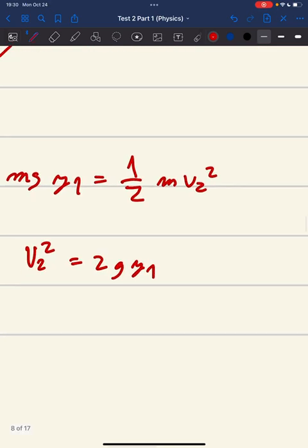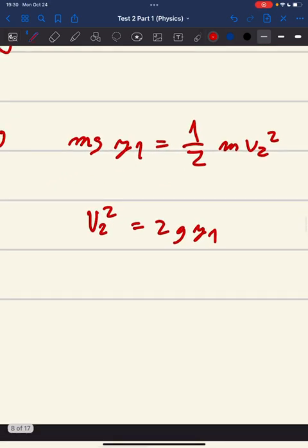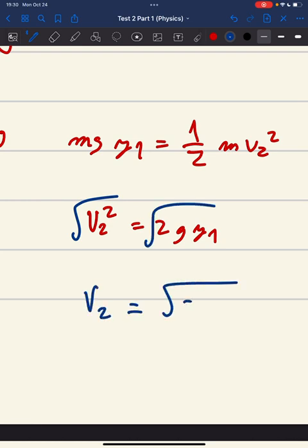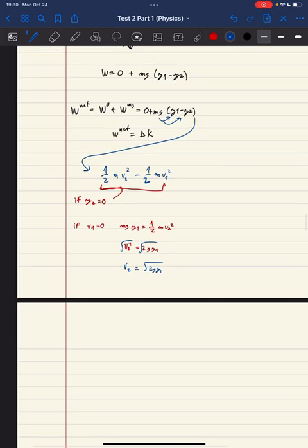Now, to take away the squared, we take the square root. All right. Okay, we're gonna move on.